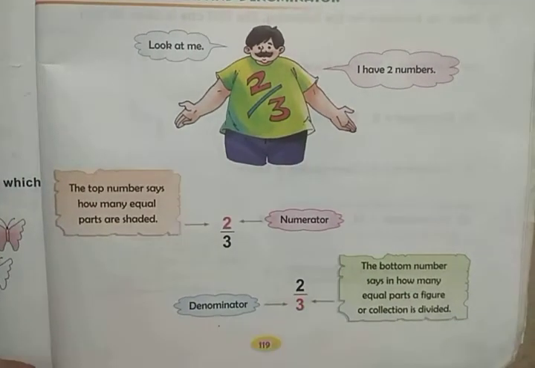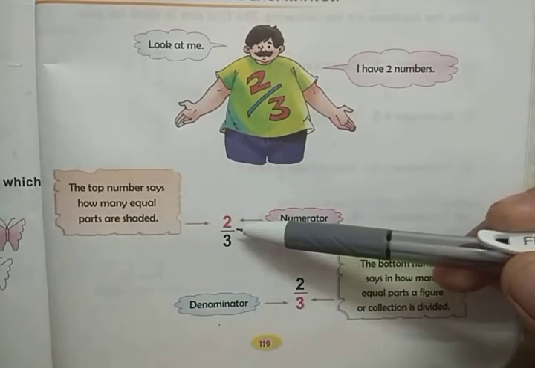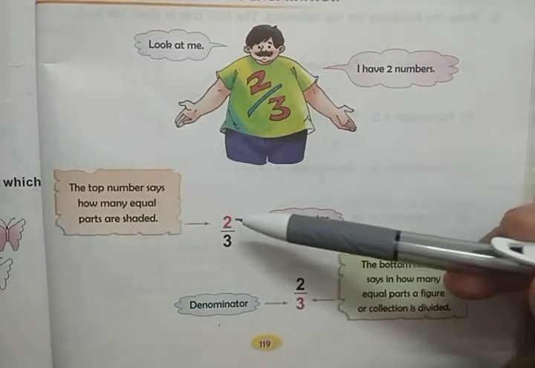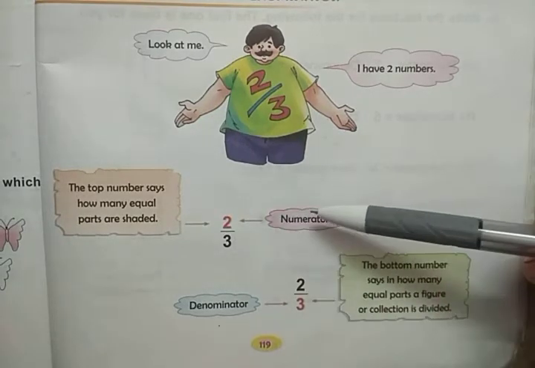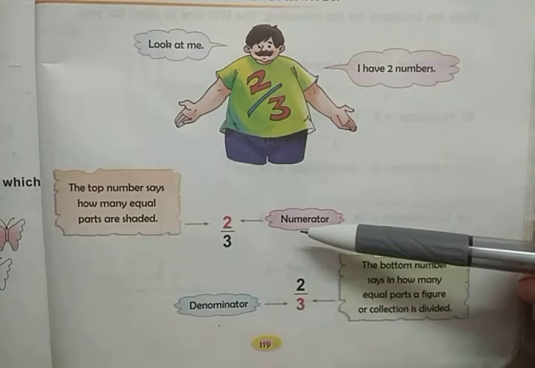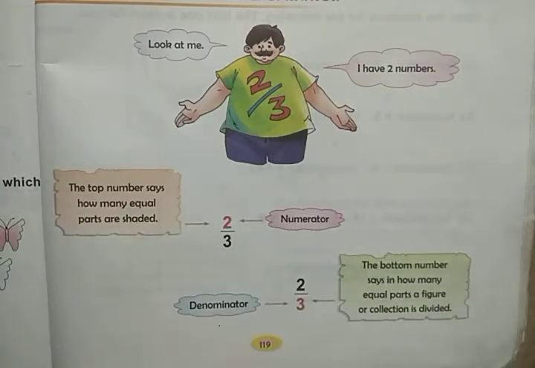And here the bottom number says in how many equal parts a figure or collection is divided. That is the total number of parts. And this is called the denominator. So the upper number is called numerator and the lower number is called denominator. So learn these two new words, numerator and denominator, right?